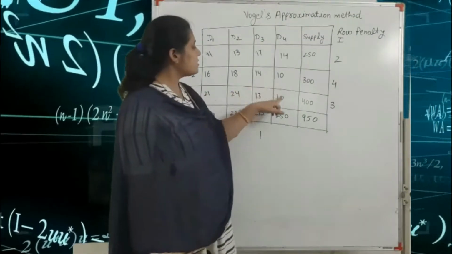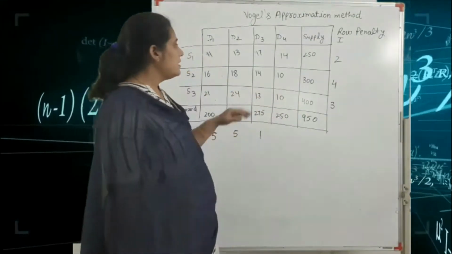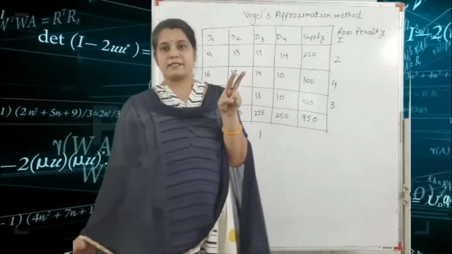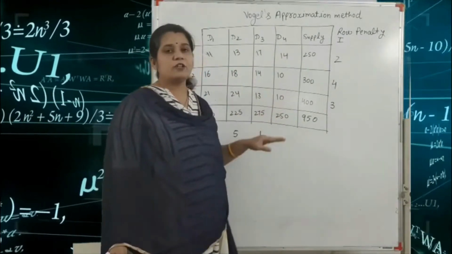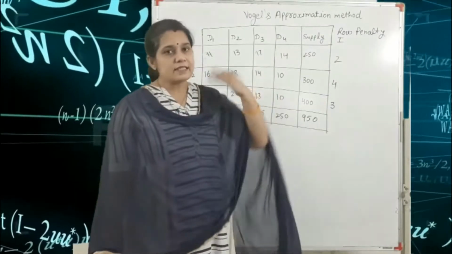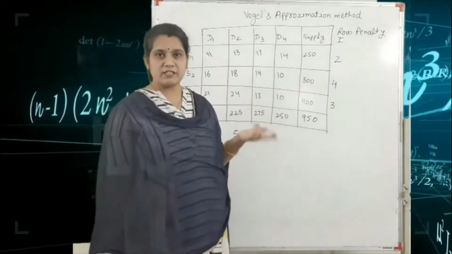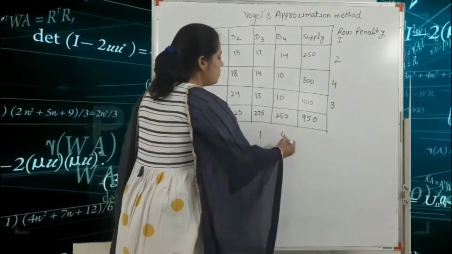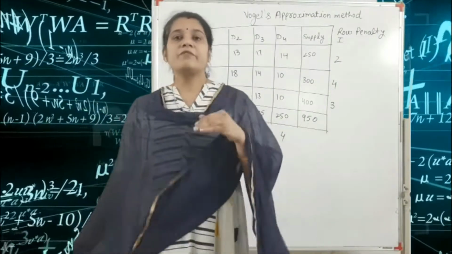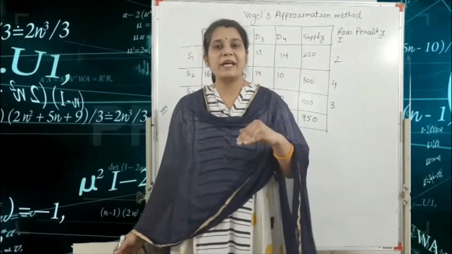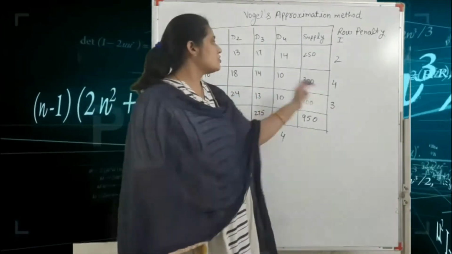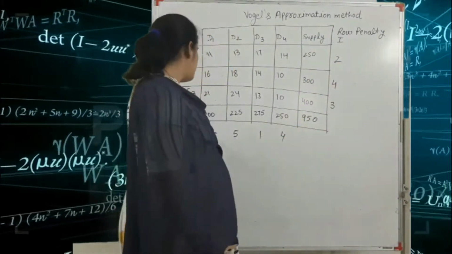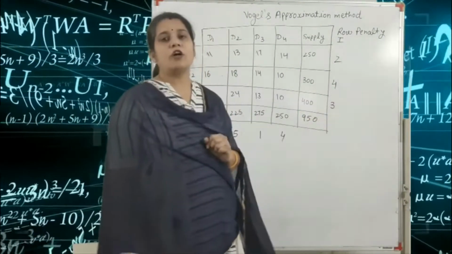Next, the lowest value is 10. Here 10 appears two times, so you ignore the second one. The lowest value is 10 and the next greater value is 14. So 14 minus 10 is equal to 4. So first we find the row penalty and the column penalty. After that you choose the maximum value among the row penalties and the column penalties.